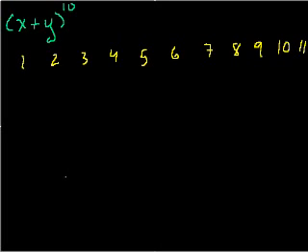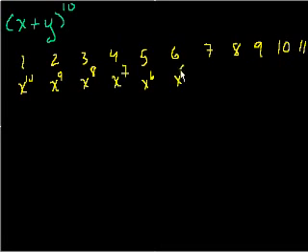So here's the trick. We know that the first term is going to be x to the 10th, right? Then the second term is going to be x to the 9th. Then it's going to be x to the 8th. It's going to be x to the 7th. It's a little tedious. x to the 6th. x to the 5th. x to the 4th. x to the 3rd. x squared. x. And then there's going to be x to the 0, or just 1.